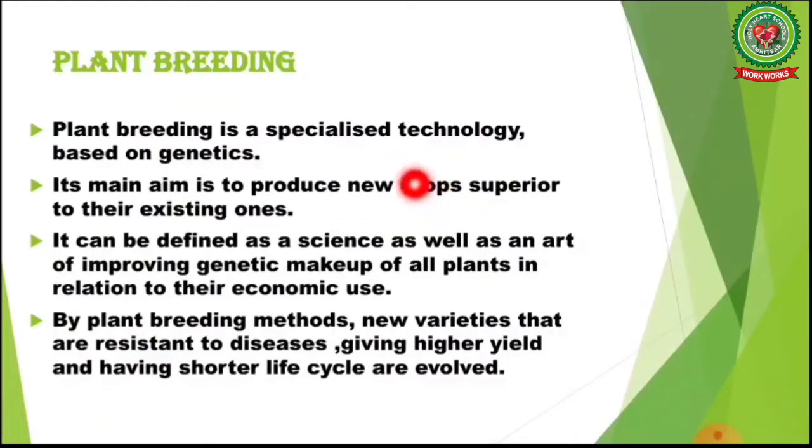Plant breeding is a specialized technology based on genetics, or more precisely, I can say it is a science of changing the traits of plants in order to produce desired characteristics. Its main aim is to produce new crops superior to their existing ones. It can also be defined as a science as well as an art of improving genetic makeup of all plants in relation to their economic use. By plant breeding methods, new varieties that are resistant to diseases, giving higher yield, and having shorter life cycle are evolved.